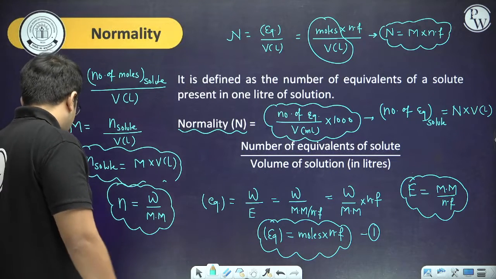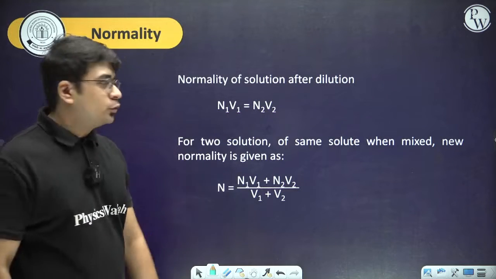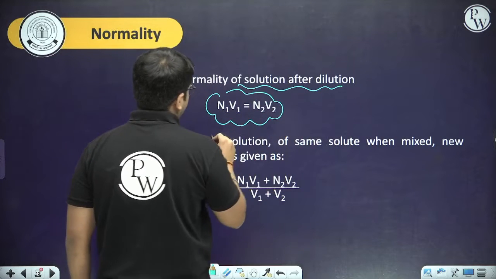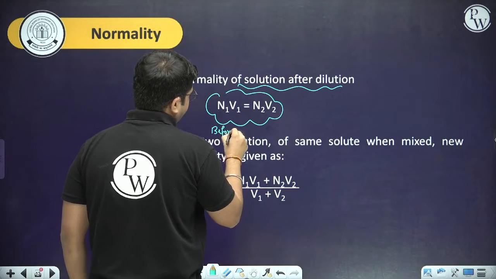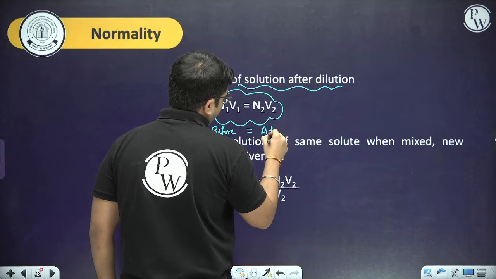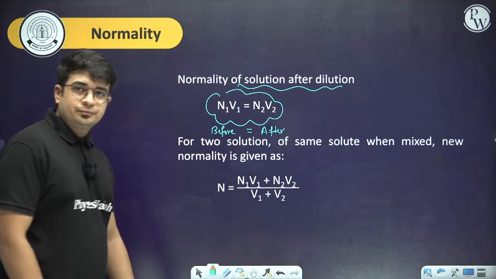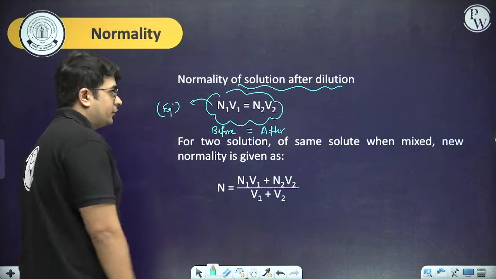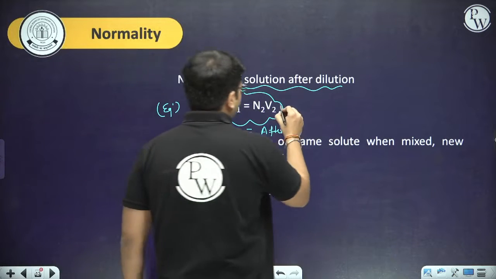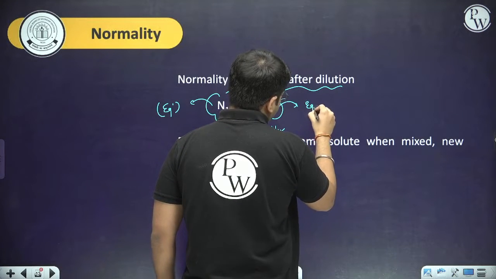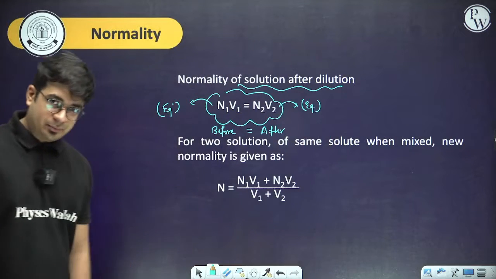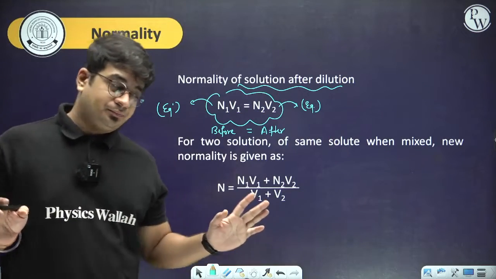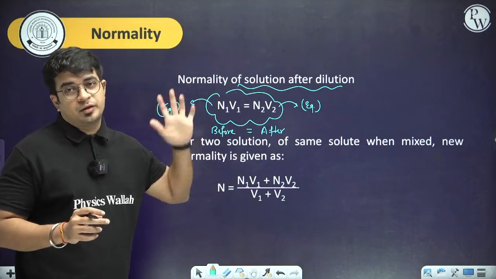Okay. Now just like the molarity of mixing, molarity of dilution. So in case of dilution, you can use the concept of dilution, that is before dilution number of equivalents are equal to after dilution. Before dilution equivalents are N1 and V1 multiplied by each other. After dilution equivalents are N2 and V2 multiplied together. In dilution equivalents are not going to change. Before dilution and after dilution both become equal.